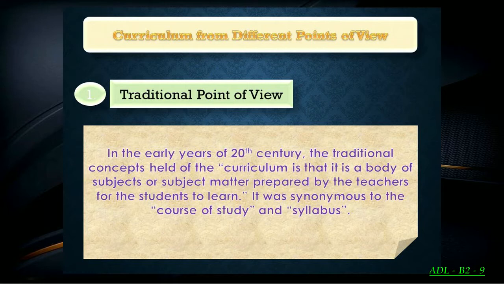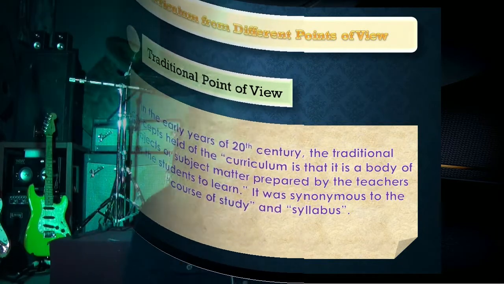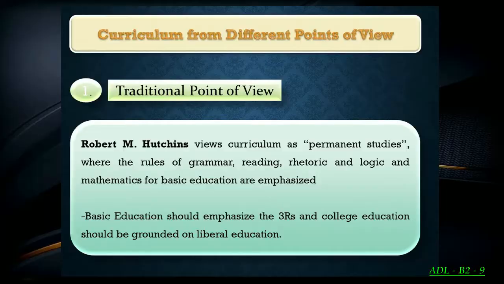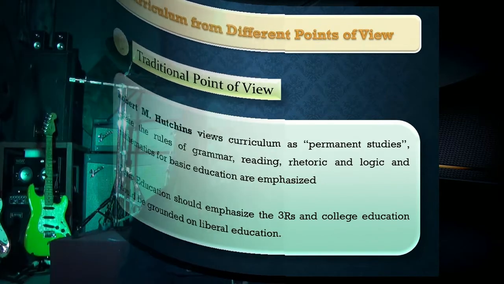First, in the early years of the 20th century, the traditional concept held of the curriculum is that it is a body of subjects or subject matter prepared by the teachers for the students to learn. It was synonymous to the course of study and syllabus. Robert M. Hutchins views curriculum as permanent studies, where the rules of grammar, reading, rhetoric, logic, and mathematics for basic education are emphasized. According to him, basic education should emphasize the 3 R's, and college education should be grounded on liberal education. And we know already what the 3 R's are: reading, writing, and arithmetic.